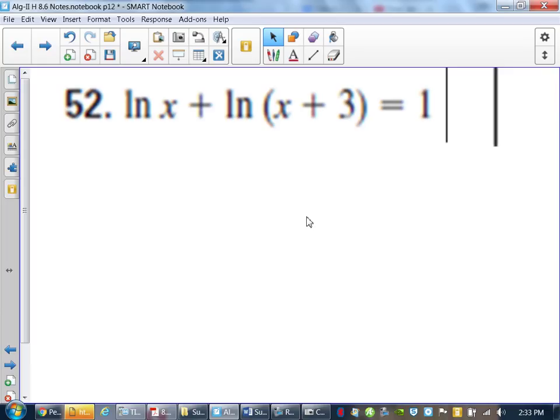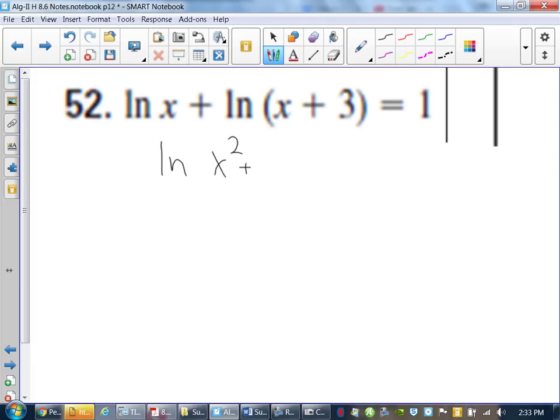So, natural log stands for what? The log of the natural. It stands for log base e. Which means if I have log base e of x plus log base e of (x plus 3), I can condense it first. So then I get the natural log of x squared plus 3x. I just multiplied and distributed it out right away. Equals 1.